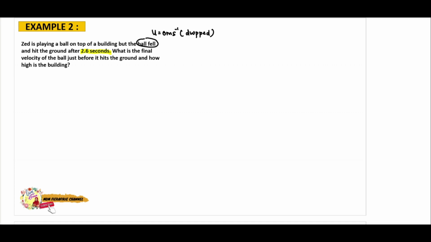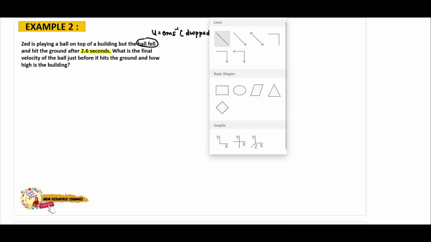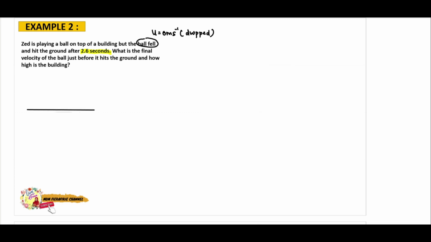Okay, so kalau kita sketch, let's try to sketch the problem. So let's say we have a building here.